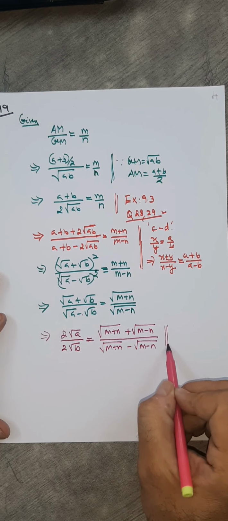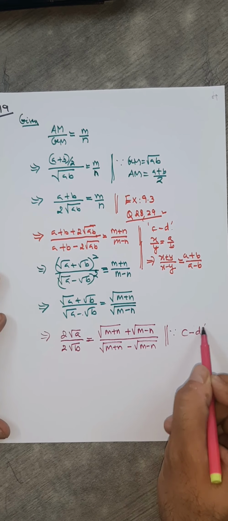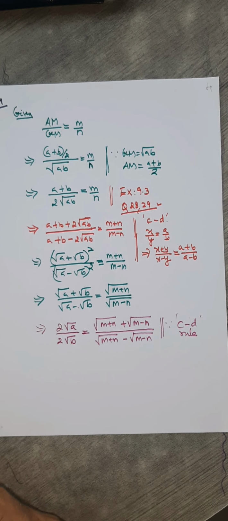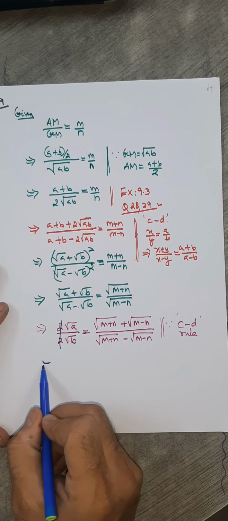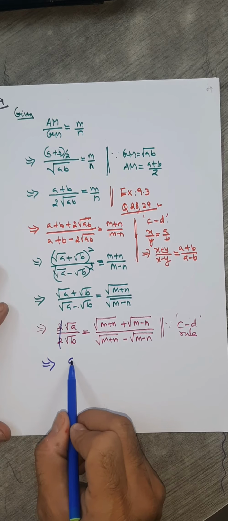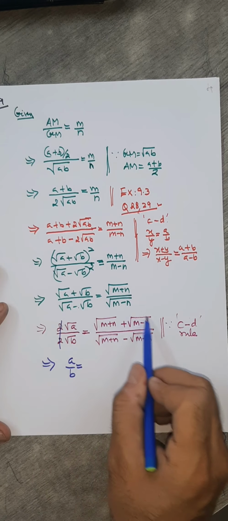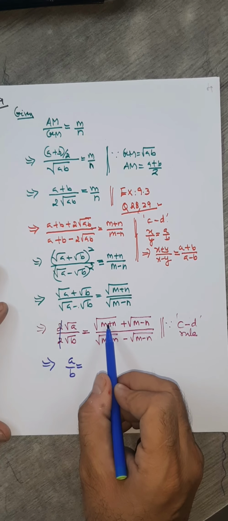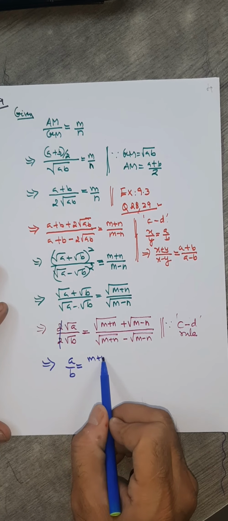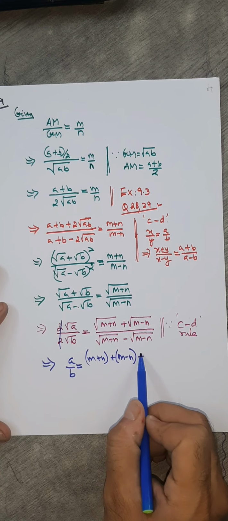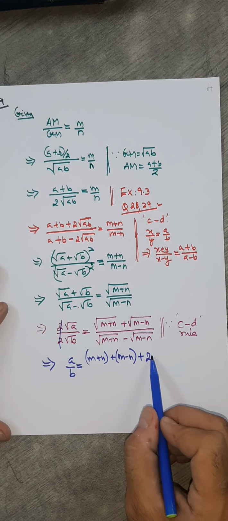What I did? Same reason. Componendo and dividendo, CD rule. Fine? Okay. Now this 2 will get cancelled. You are interested in a by b, so we just square it. So a by b equals, you square this, the whole square. So a square, so m plus n, b square, it will be free from the square root, plus twice this into this.